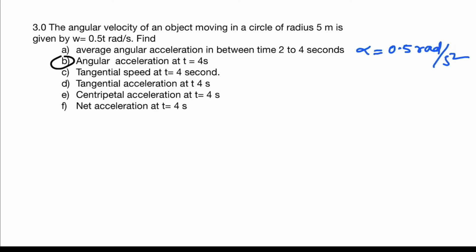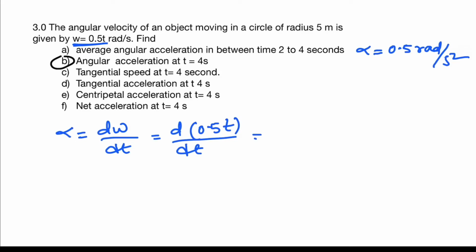Now angular acceleration at a particular time. Angular acceleration alpha is given by the rate of change of angular velocity. This is equal to d(0.5 t)/dt, which is 0.5 radians per second square. Here it is a constant value. So the angular acceleration in this particular motion remains constant with time, which is equal to 0.5 radians per second square.